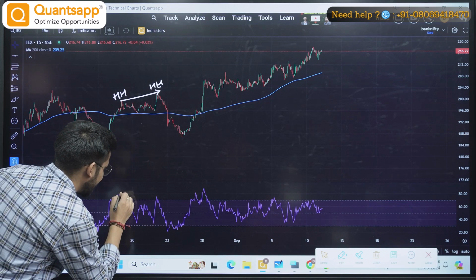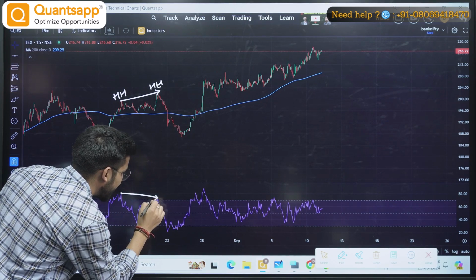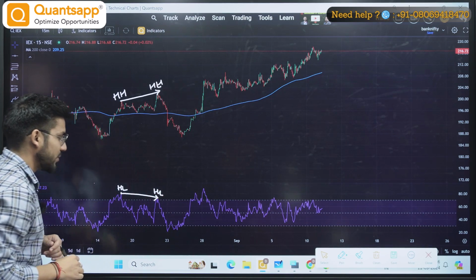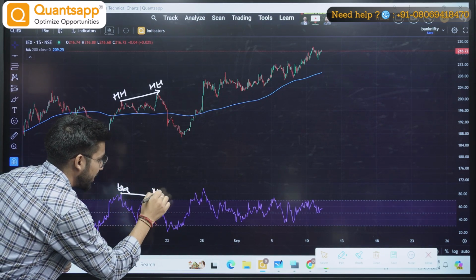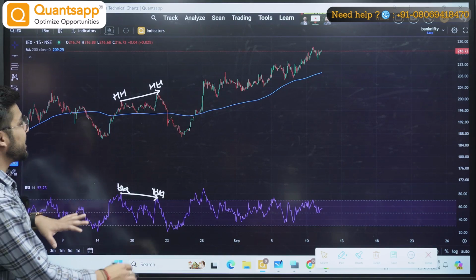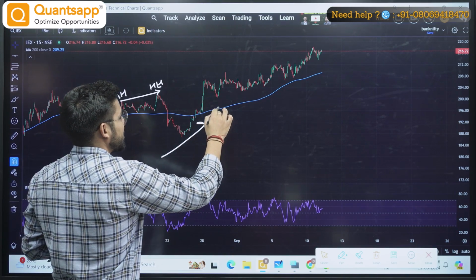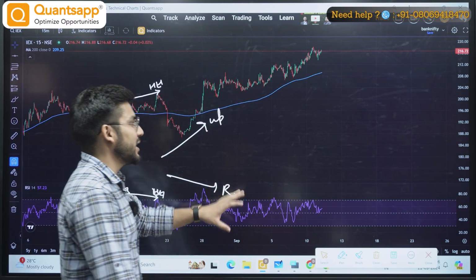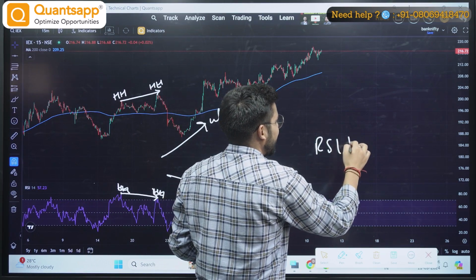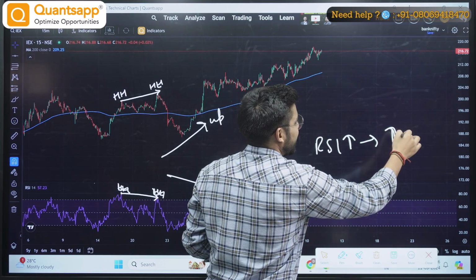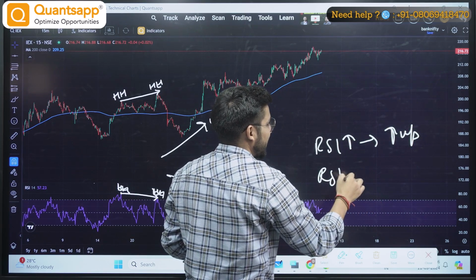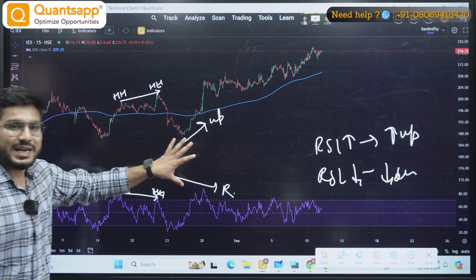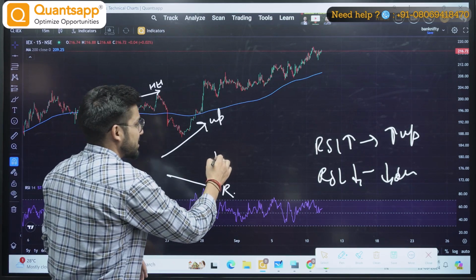And here you can see the RSI is moving in the downward direction. Okay, so it is making a lower high and lower high, right? So there is a divergence. The price is moving in the upward direction, the RSI is moving in the negative direction. Now I have told you in the starting, if the RSI is moving in the upward direction, there will be a momentum in the upward direction. If the RSI is moving in the downward direction, there will be a momentum in the downward direction. But right now it is giving me a divergence, right?